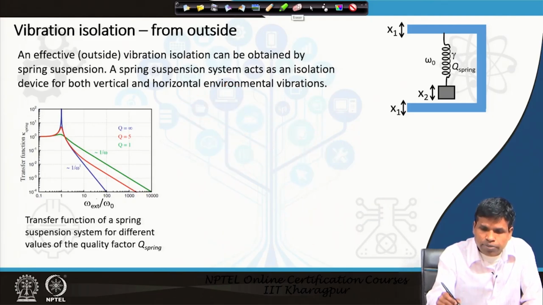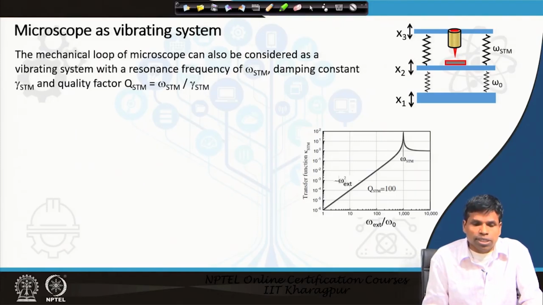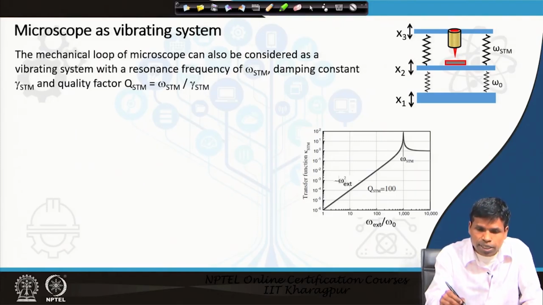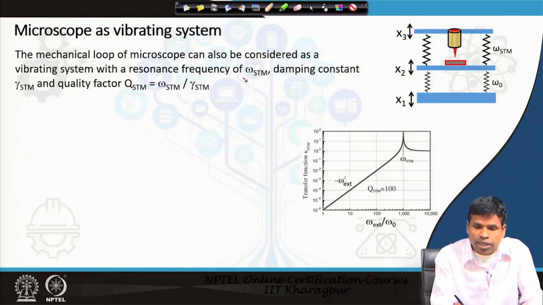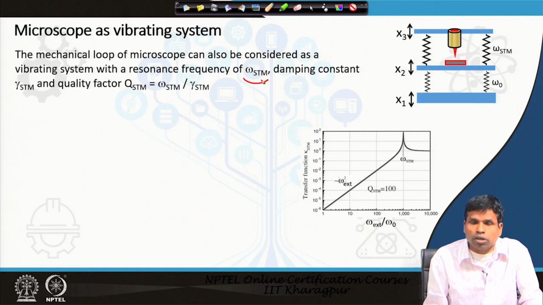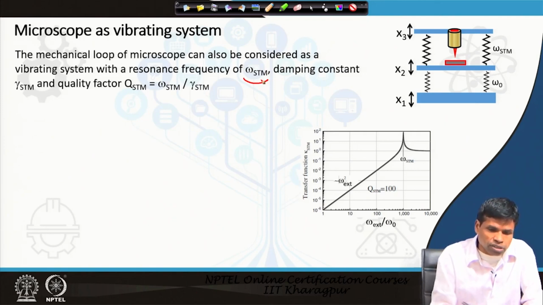This is about the outside vibration. Now if we talk about the microscope as a vibrating system, then the mechanical loop of the microscope can also be considered as a vibrating system with a resonance frequency. Here we say for our STM omega STM and damping constant gamma STM, and quality factor Q STM is equal to omega STM by gamma STM.